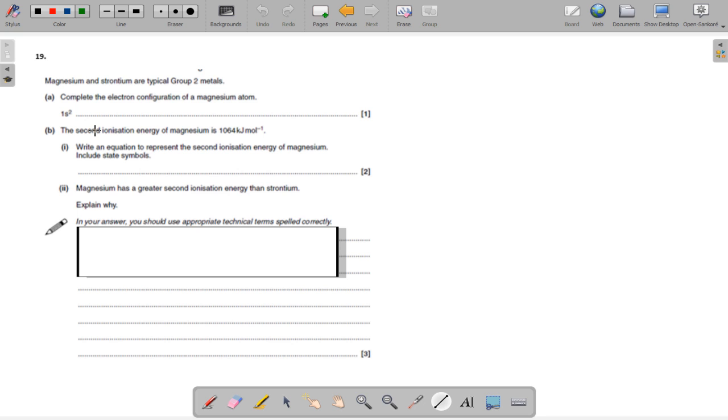And for this one we need to complete an electron configuration for a magnesium atom, and the second ionization energy of magnesium is that. We need to write an equation to represent the second ionization energy of magnesium. We need to include state symbols. And we need to explain why magnesium has a greater second ionization energy than strontium. So we'll give you about 7 minutes in order to answer the questions, and off we go.